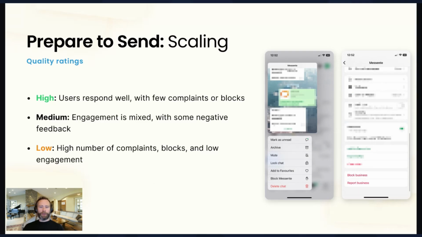Meta really have two main ways of judging quality. The first is user reactions, and this is probably the most direct metric. This uses some of the features you can see on the right within the Meta app that are available to users. When users block a business, report spam, or mute conversations, these actions are all strong signals that the messages might be low quality.